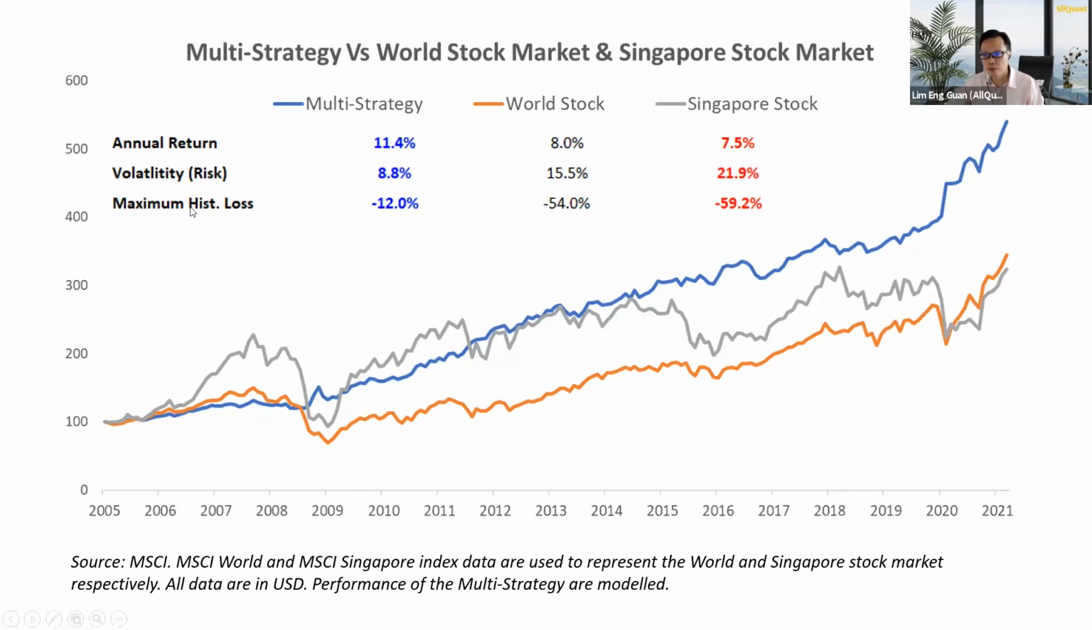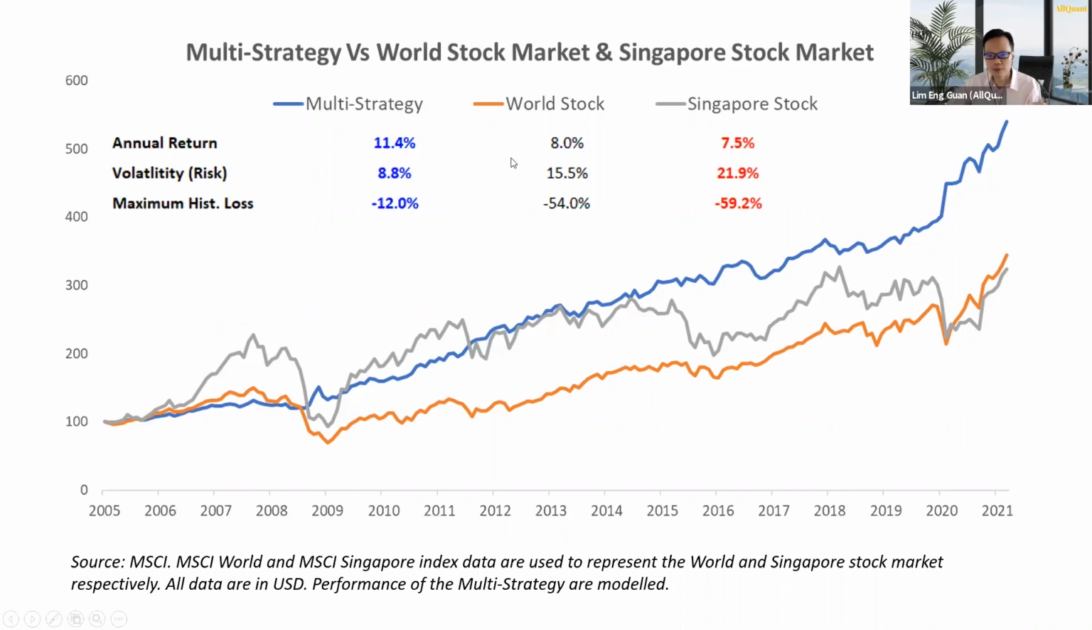Okay, and risk-wise, the multi-strategy portfolio actually uses much lower risk as well. 8.8% against 15.5% for the global stock market and almost 22% for the Singapore stock market. And the largest historical loss experienced by the multi-strategy portfolio is also much lower than those of the stock markets. At its worst point, it lost about 12%, and that compares against between 50 to 60% for the stock markets themselves.